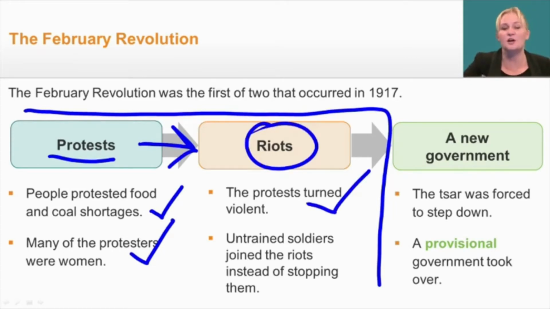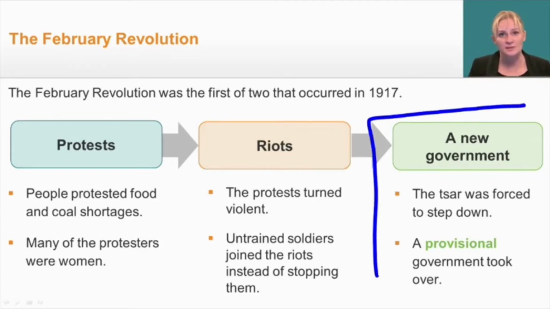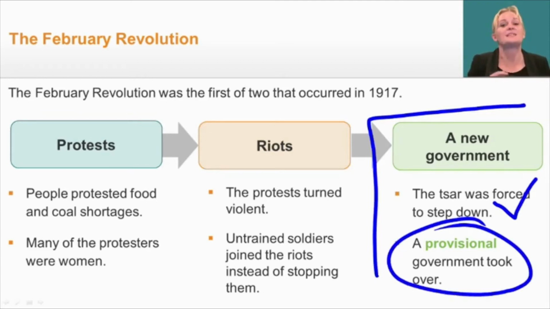The protests turned violent, and untrained soldiers joined the riots instead of stopping them. What do I mean when I say untrained soldiers? Well, remember that all the professional soldiers were gone fighting the war, so they were replaced by these untrained soldiers who, instead of doing their duty, actually turned and started joining the riots. Now, the effect of all of this was a new kind of government. What happens when you lose control of your army? You don't get to be Tsar anymore, and the Tsar was forced to step down. A provisional government took over, and when I say provisional, I mean a placeholder, something that you do until you can find a permanent solution.